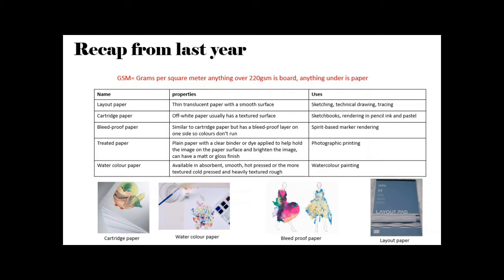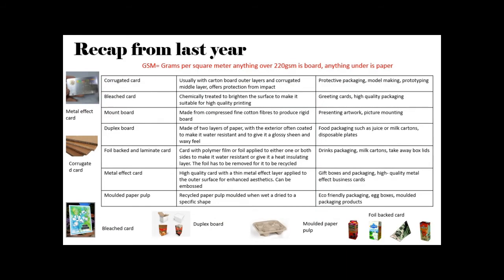So those are our papers. So that is everything for papers. That is everything that's under 220 grams per square meter. So the next one, this is all cards. This is everything 220 GSM and above. So some of these again you'll have heard of quite regularly, some of them not really unless you've done something like art before.